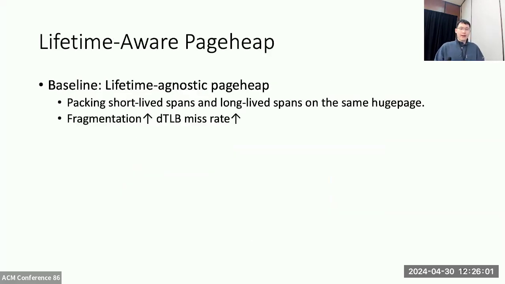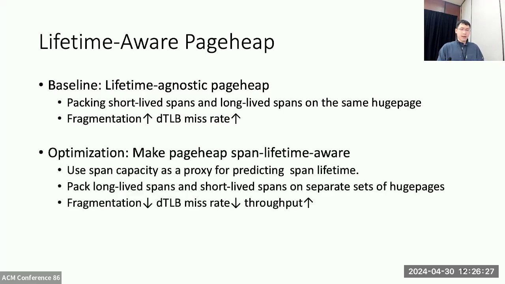So page heap is a place where we pack spans into huge pages. And if we do not take the disparity in span lifetime into consideration and simply pack short-lived spans and long-lived spans on the same huge page, this can prevent a huge page from being released, leading to increased fragmentation, or we will need to sub-release a huge page by breaking it into smaller pages, which reduces the huge page coverage and increases DTLB misses.